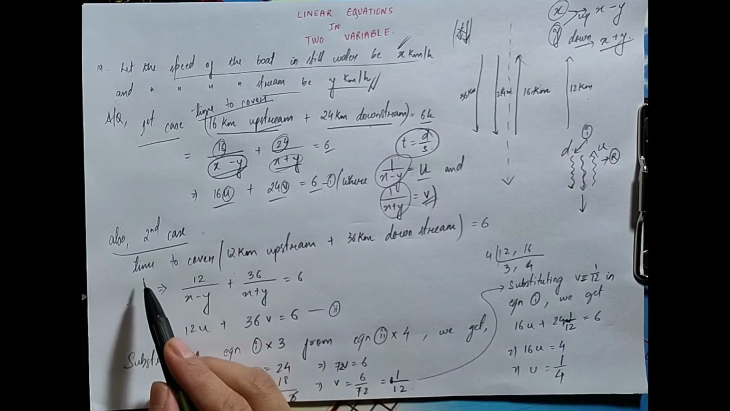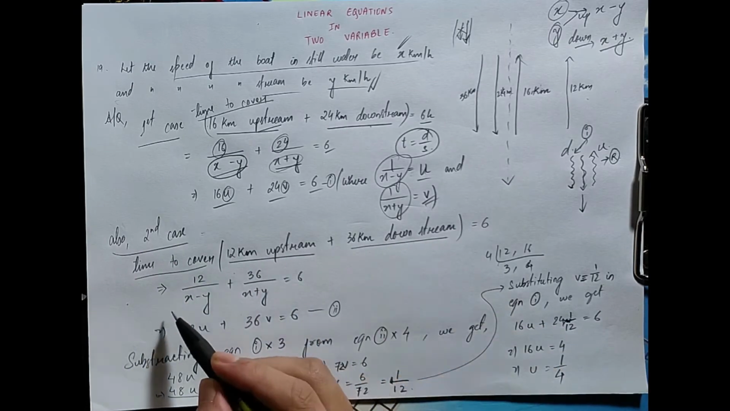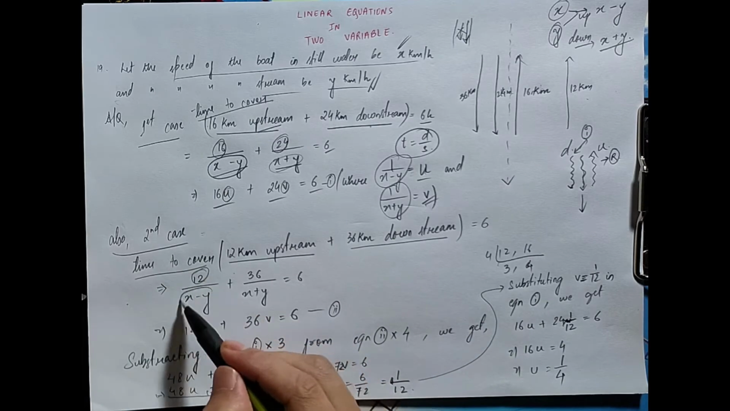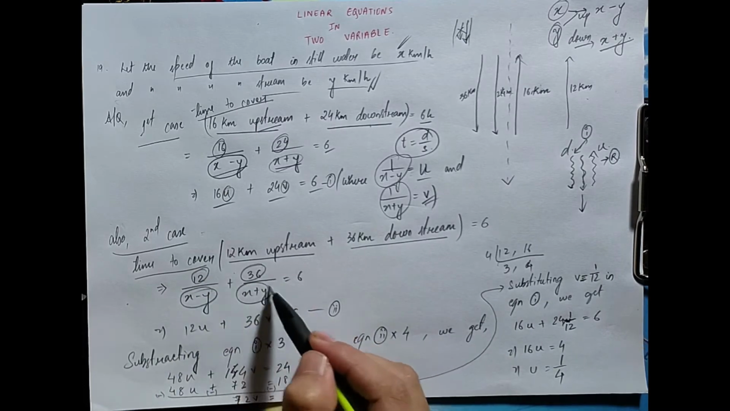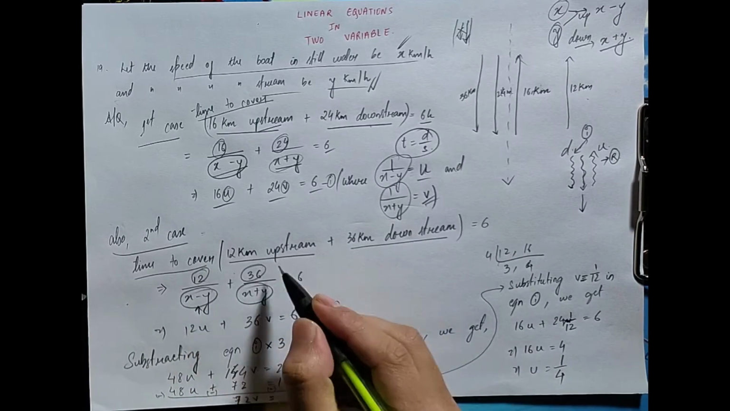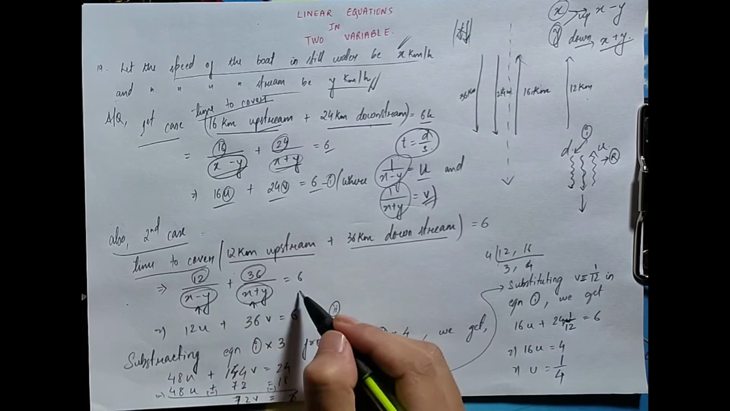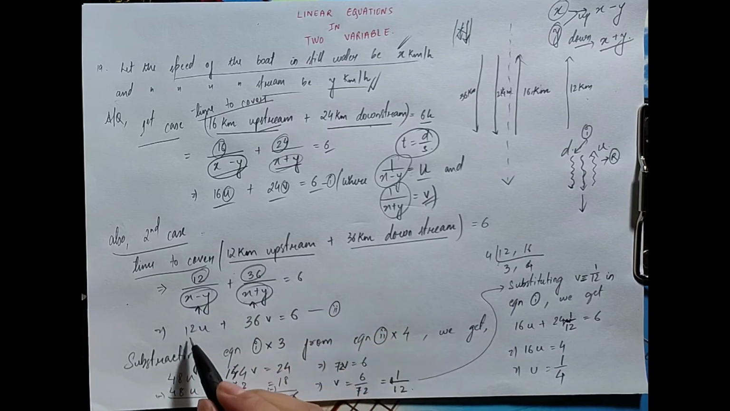Also in the second case, time required to cover 12 km upstream and 36 km downstream, we get 12 by the speed, 36 by the speed. Again, upstream means against, so subtraction. Downstream means along, so addition. So the speeds will be subtracted here for upstream and added for downstream, it will be this.